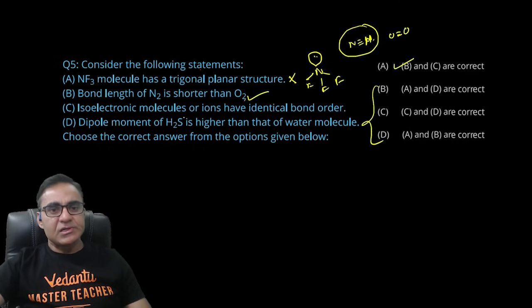But still, let's see. Isoelectronic molecules or ions have identical bond order. Correct hai. If the number of electrons stays the same then the bond order comes out the same. Especially in the light of diatomic molecules it is more clear. Dipole moment of H2S is higher than that of water molecule. Dipole moment of H2O is higher because of more polarity in the bond, more electronegativity difference in the O-H bond. Therefore, this statement is not correct. All right, D is not correct. So B and C are going to be the correct ones. That's it. We have already identified the correct option.